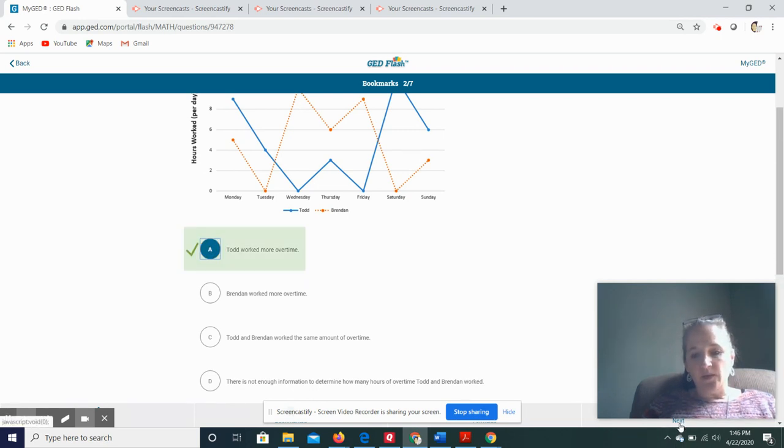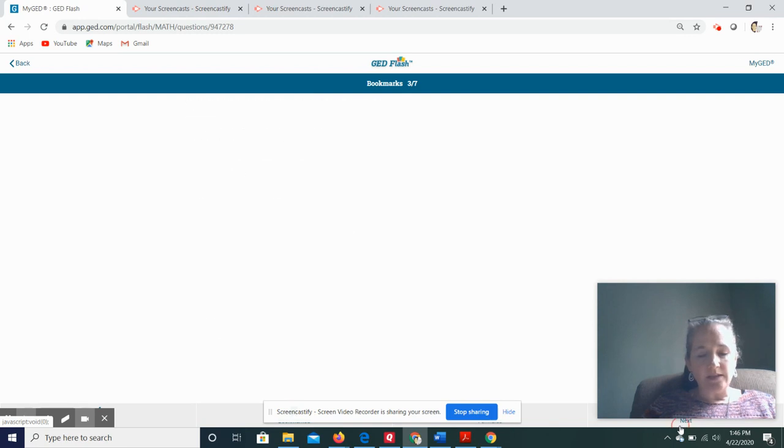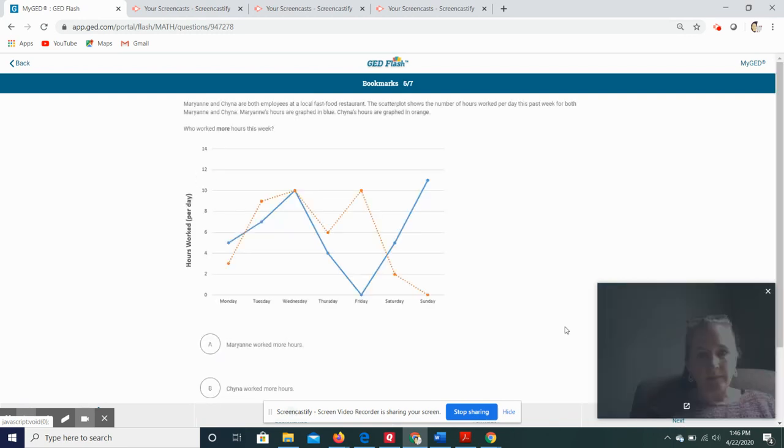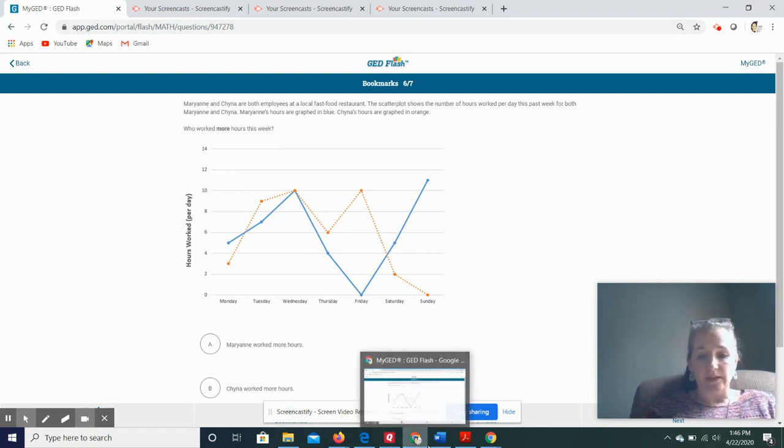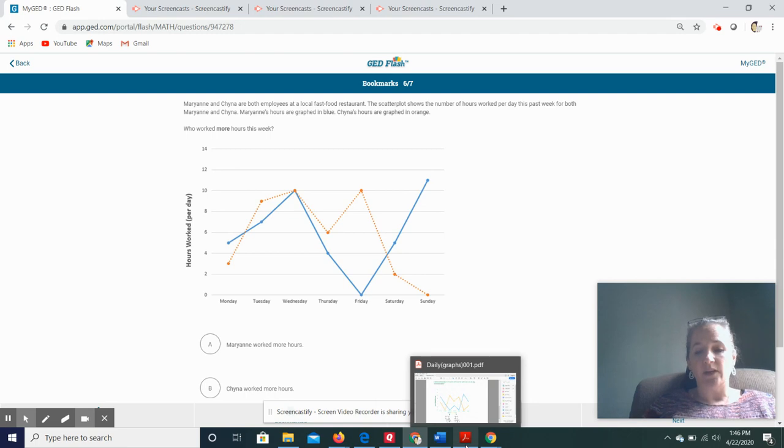So we've got another one that's very similar to this. I'm going to go to it first in case we run out of time. Okay, so Marianne and China are both employees at a local fast food restaurant, and this shows how many hours they worked. Marianne's is in blue and China's is in orange. Who worked more hours? So they're wanting a total of hours worked. Let's go back over here, pause it, figure that out, and then come back.